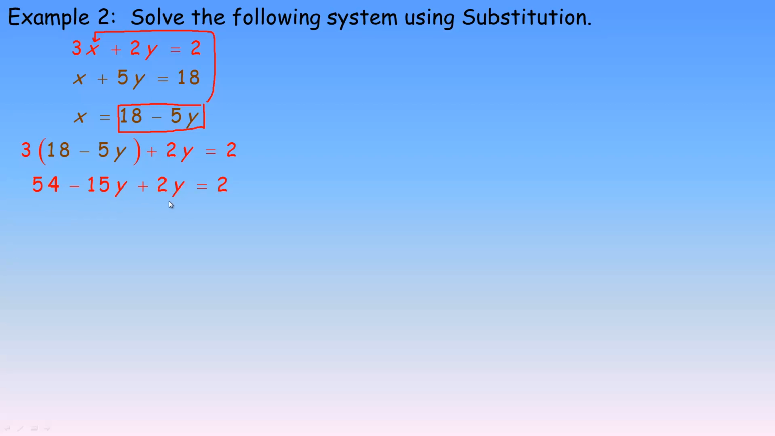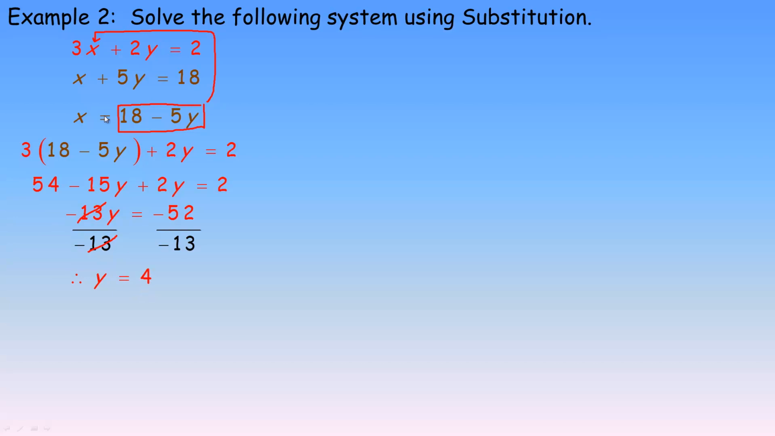And let's collect like terms now that we've got this distributing done. So negative 15y and 2y is negative 13y. And I'm trying to isolate for y, so let's get rid of this 54. We'll take 54 away from both sides, so that's gone, and 2 minus 54 is negative 52. And then we can divide out the negative 13, so they're gone. And negative 52 divided by negative 13 is 4. So I think that y is 4.